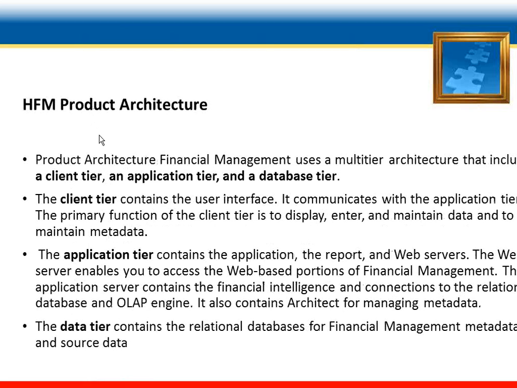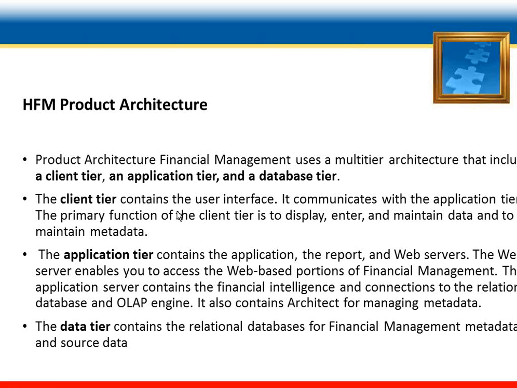The product architecture: Financial Management uses a multi-tier architecture that includes a client tier, an application tier and a database tier. The client tier basically contains the user interface. It communicates with the application tier. The primary function of the client tier is to display, enter and maintain data, and to manage metadata.